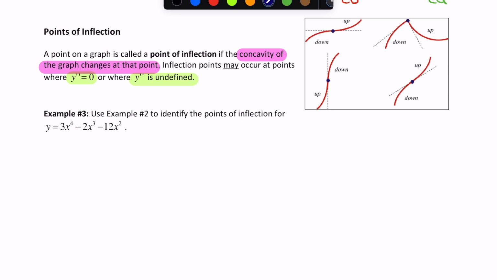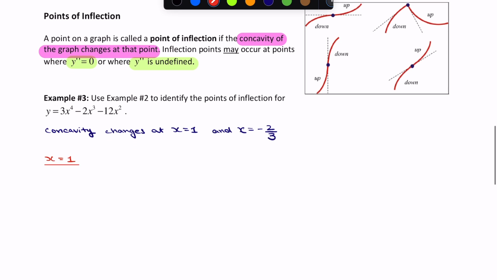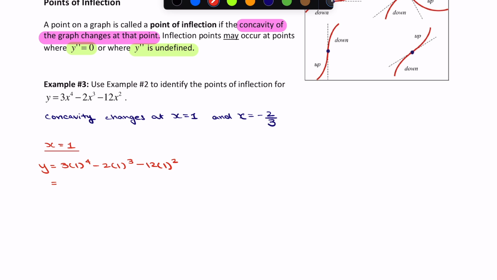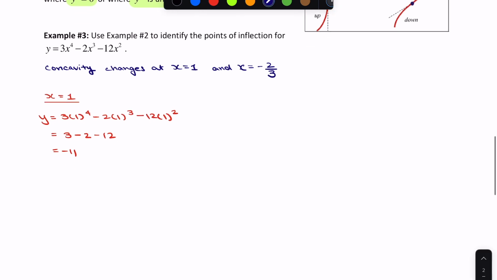So here we notice that the concavity changed at 2 points. So it changes at x is equal to 1 and x is equal to -2/3. So here if we sub in x is equal to 1 into our equation, y is equal to 3 times 1 to the power 4 minus 2 times 1 to the power 3 minus 12 times 1 squared. Here we'll get an answer of 3 minus 2 minus 12, which is equal to -11. And so our first point here will be at 1 and -11.